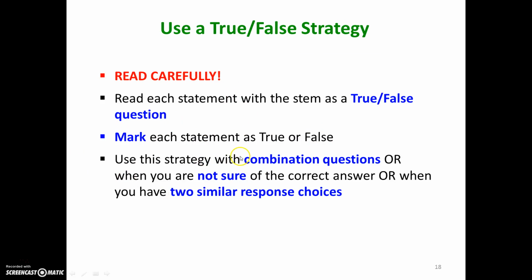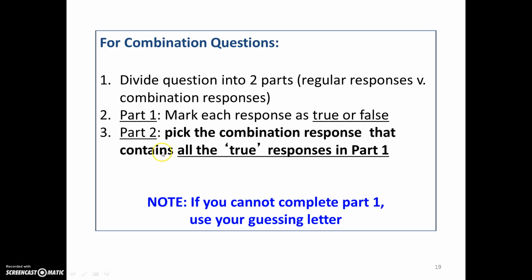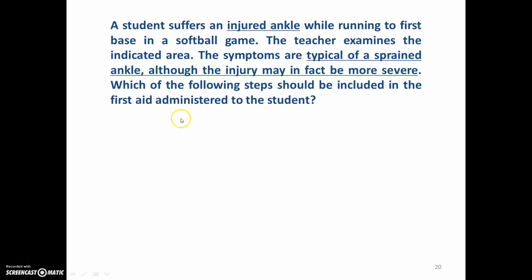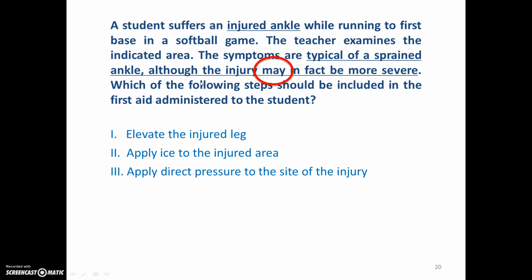Using true-false with combination questions is incredibly powerful. It's going to save us so much time. Jumping straight to a question of it, I want to show. Here's the scenario. We'll have our stem. We've underlined some key terms in here. So we'll have 1, 2, and 3, which will be the answer.